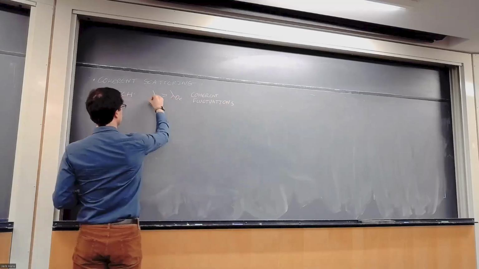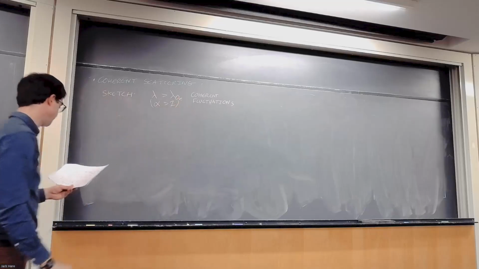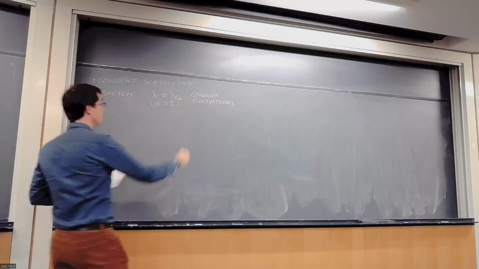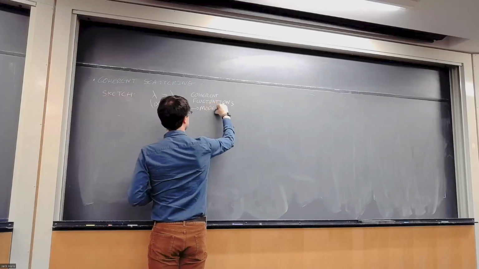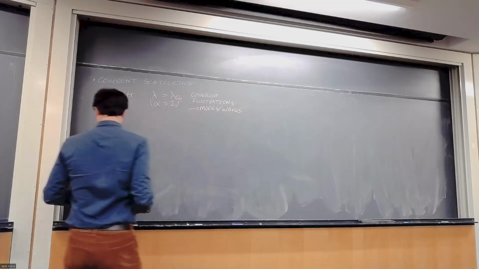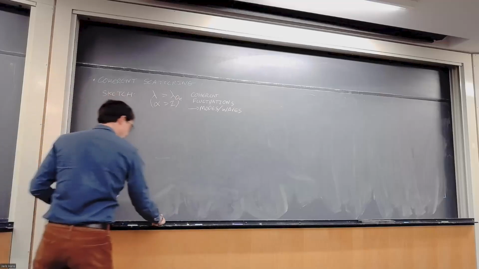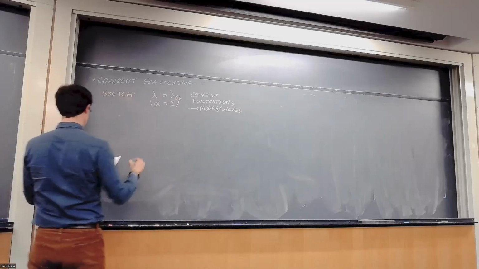And just to note, as we said before, this is a condition that alpha is greater than 1. These coherent fluctuations are modes or waves. I'll use both words. So let's consider what sort of modes and waves there are in a plasma that we can scatter off.